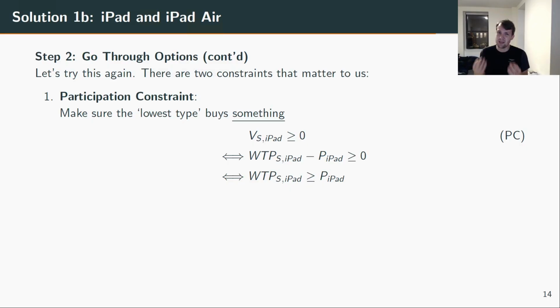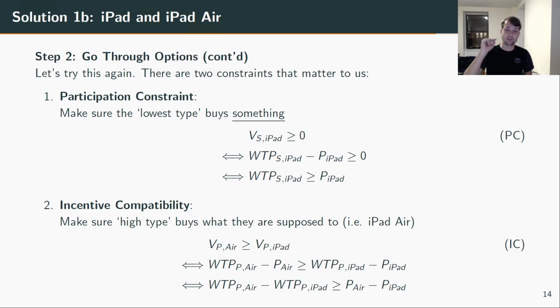What does it mean? It means if they buy the cheaper product, their consumer surplus must be weakly greater than 0. And if we rewrite this a bit, it just means we cannot price the iPad higher than their willingness to pay. That we knew. This is obvious. This is easy.